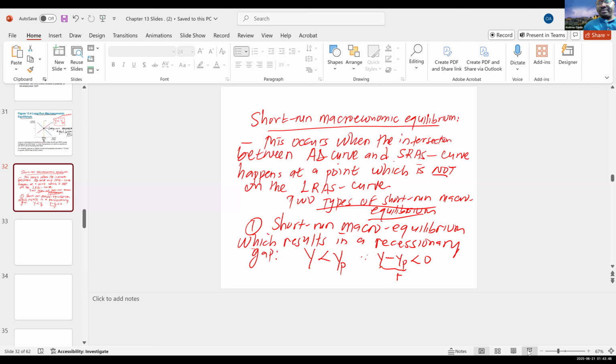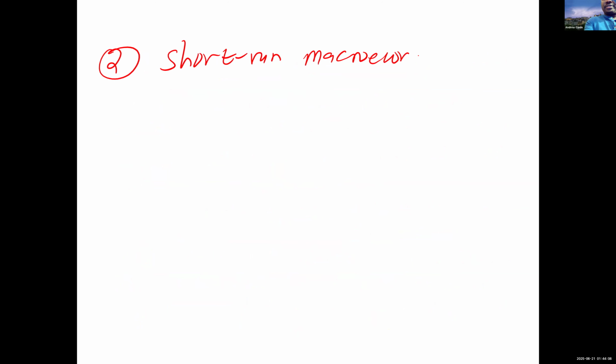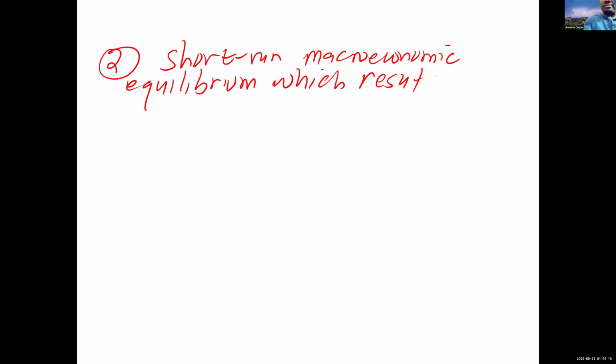But the second one is going to be the short run macroeconomic equilibrium which results in an inflationary gap.